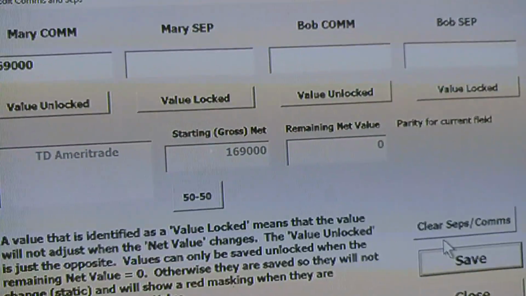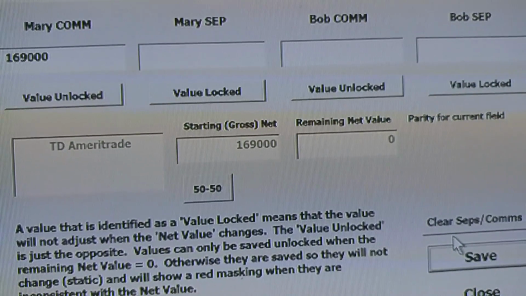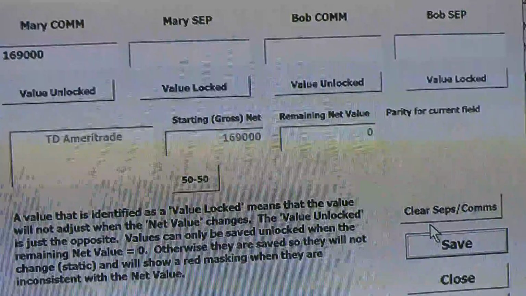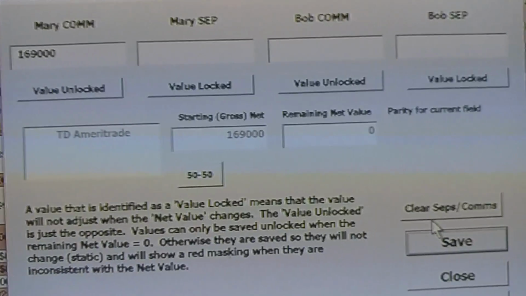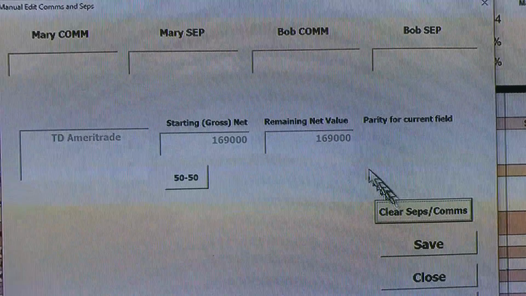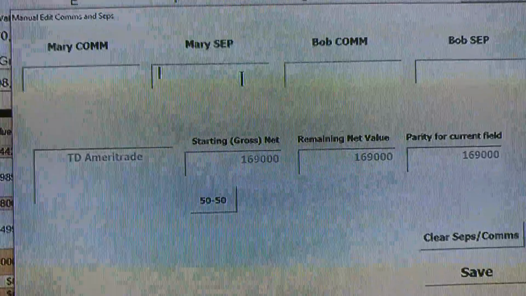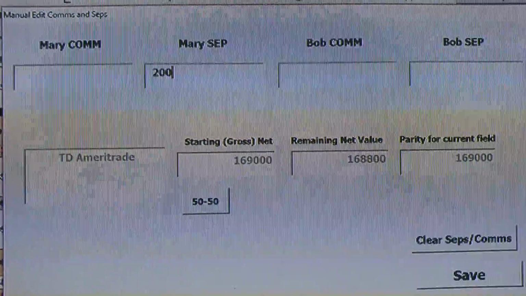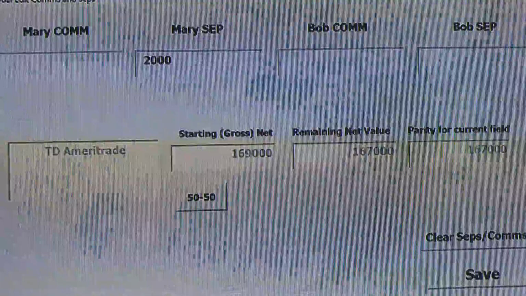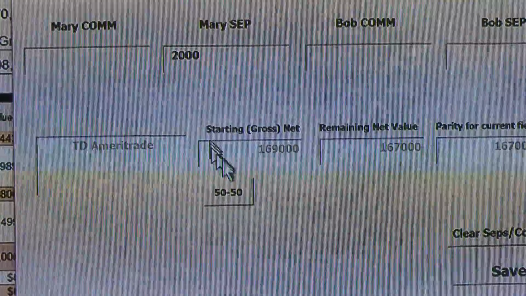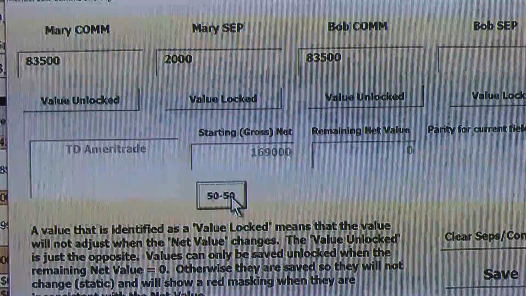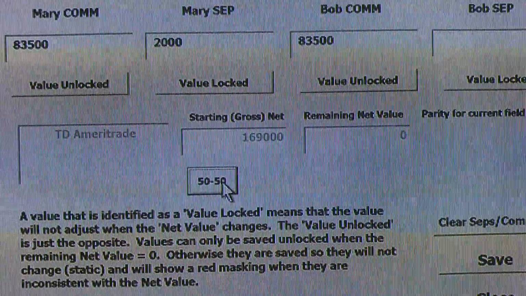Well, the phone just rang 10 minutes ago and we got the news. They're both a little bit right. It turns out we need to clear that now, and my wife's going to clear the SEPs and comms, community properties. Mary, it turns out, only gets $2,000 of that money as separate property. And then after that, we're going to split it between Bob and Mary by going to the 50-50. There you go. Now we're ready to save that.